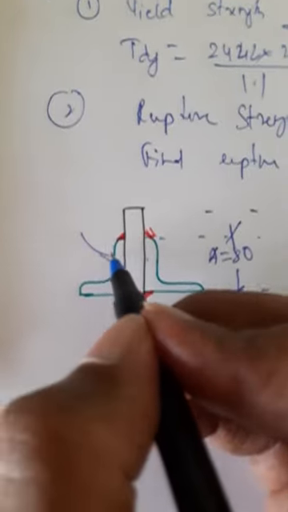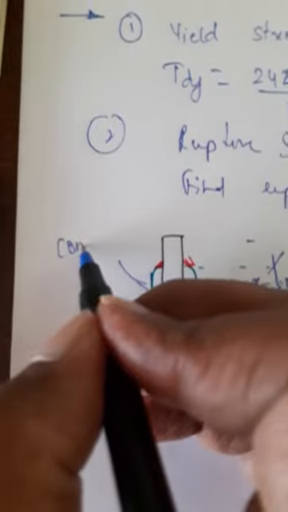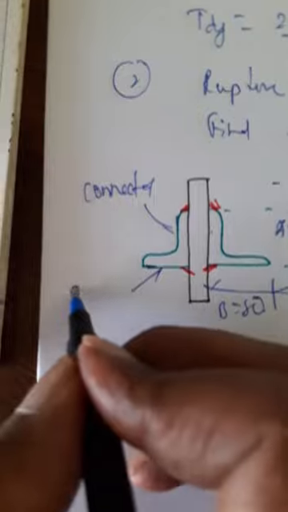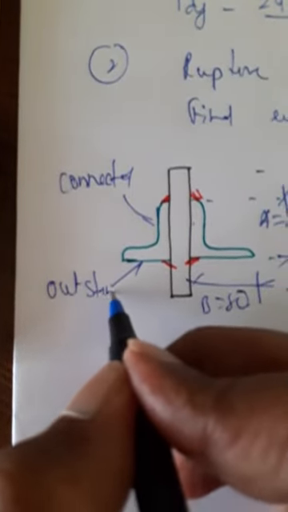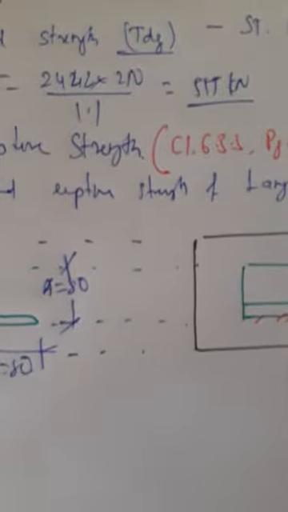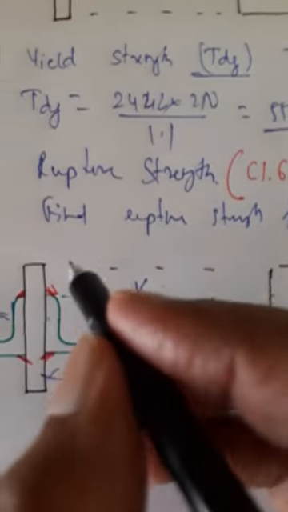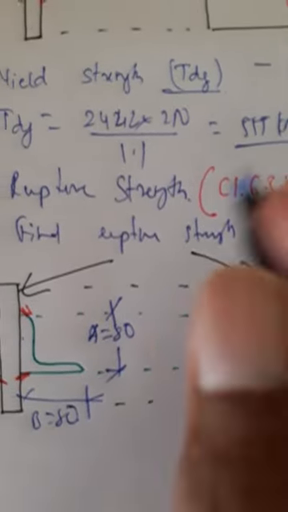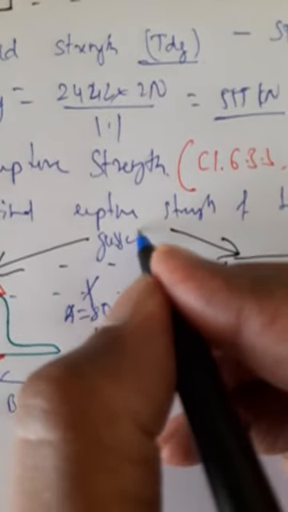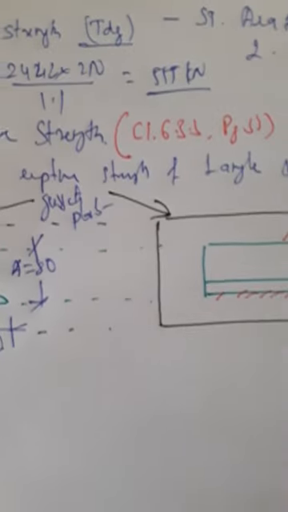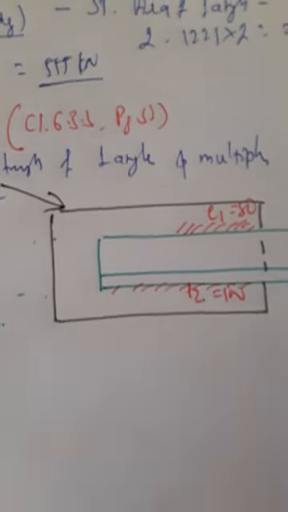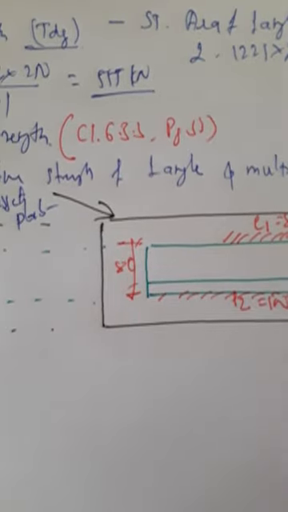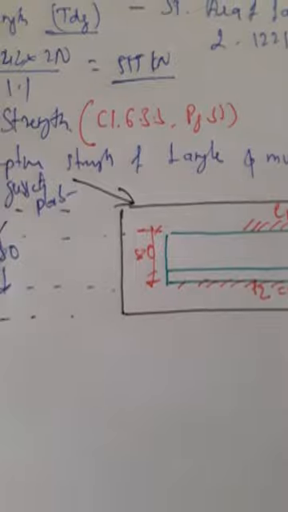So here this is the connected leg, this is the outstanding leg. Now this black indicates the gusset plate. Now this dimension, connected leg dimension is 80. Now we'll start with the analysis.